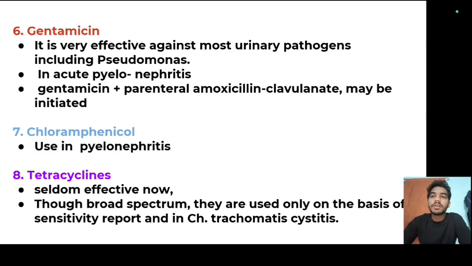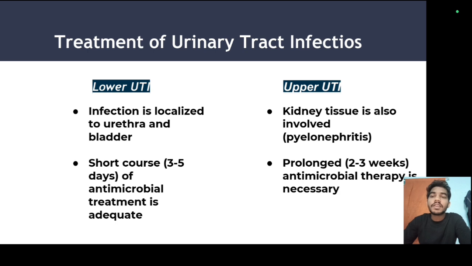Gentamicin is very effective against most urinary pathogens including Pseudomonas. Also, it is used in acute pyelonephritis. Chloramphenicol has also the same effects. Tetracycline is seldom effective now, though broad spectrum; it is used only on the basis of a sensitivity report and in Chlamydia trachomatis cystitis. Now, treatment of urinary tract infection: for the lower UTI, a short course of antimicrobial treatment is adequate, and for the upper UTI, prolonged treatment, 2 to 3 weeks of antimicrobial therapy, is necessary.